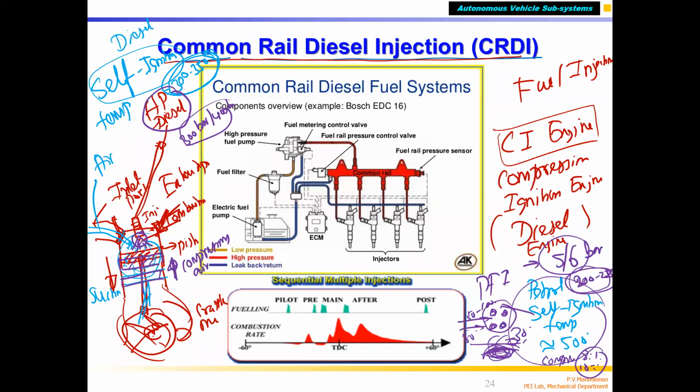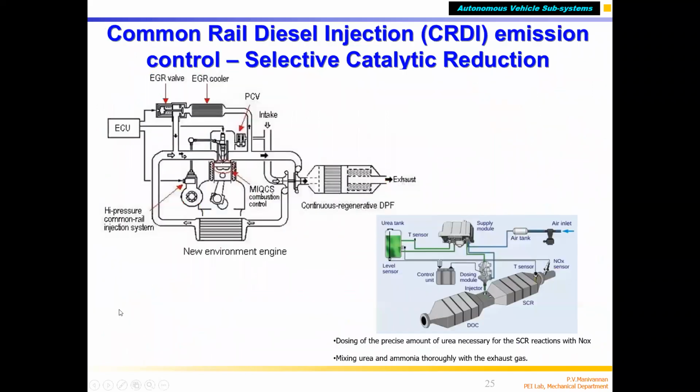So combustion starts. But in the case of diesel, the self-ignition temperature is around 320 to 350 degrees, and the compression ratio of the diesel engine is 15 to 18, 15:1 to 18:1, something like that, correct? Because of that, the compressed air at the end of the compression stroke reaches around 450 degrees or something, 400 to 450 degrees centigrade, correct?